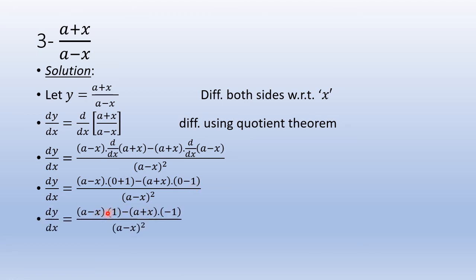Now open up these brackets. This will become a minus x, and this minus and this minus will cancel each other and we will have a plus x. So we get a minus x plus a plus x. X got cancelled and we have the answer 2a divided by a minus x whole square.